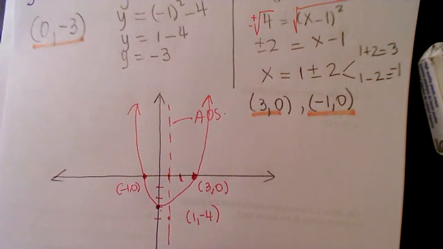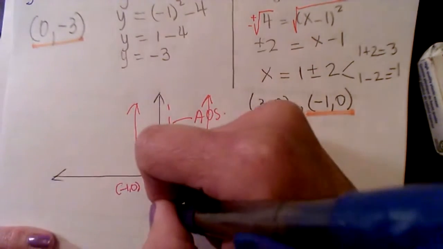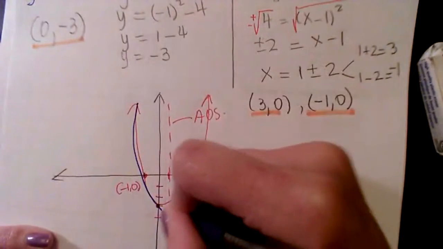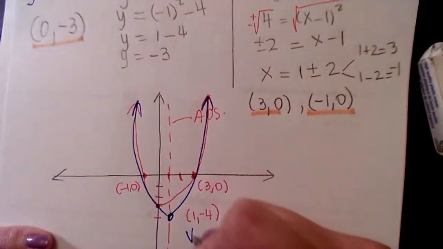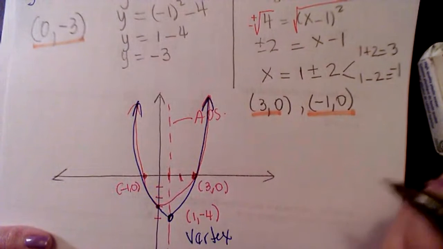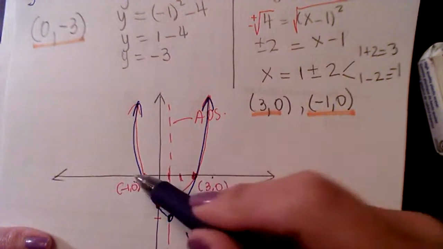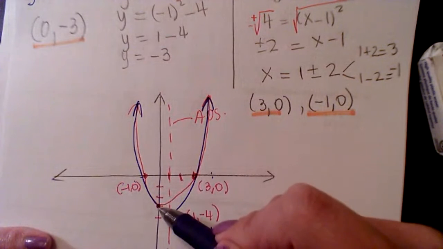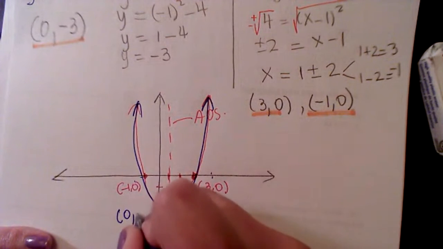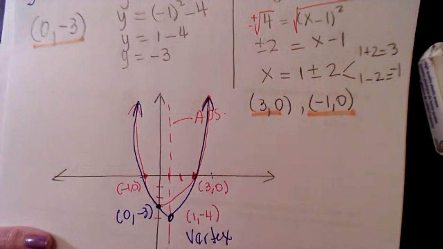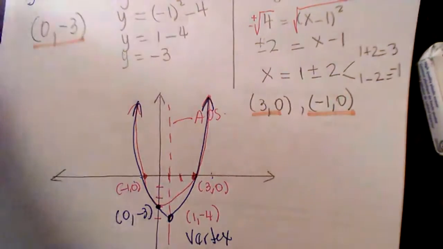Oh no. No. It needed to be going from here to there. Look what I did. This is my vertex. Point of intersection, and with the y, it was going to be 0, negative 3, which is this one. Okay? Sorry, guys.